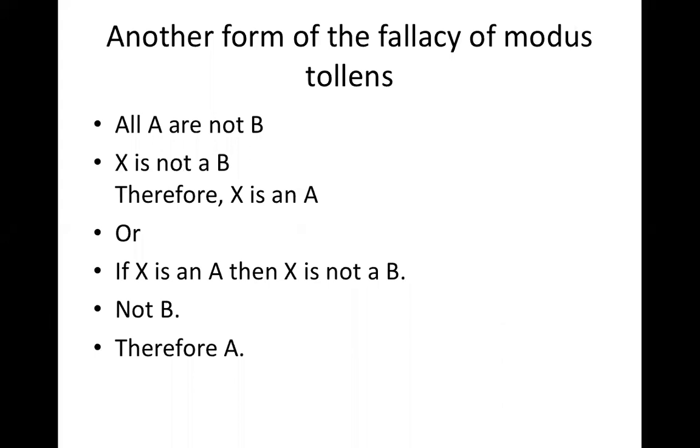Now let's look at another form of the fallacy of modus tollens. This one is just a technical jigsaw. All A are not B. X is not a B. Therefore, X is not an A. Now, this is an argument that is saying something about the consequent. But the question is, is it affirming or denying the consequent?